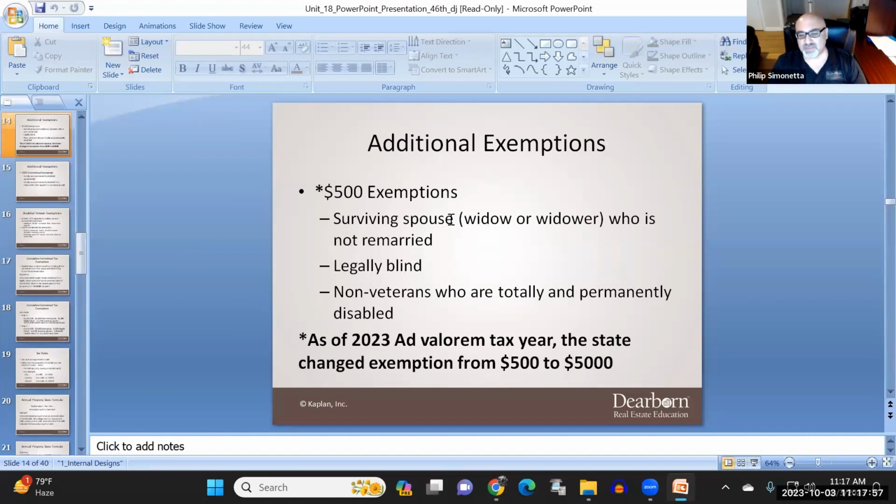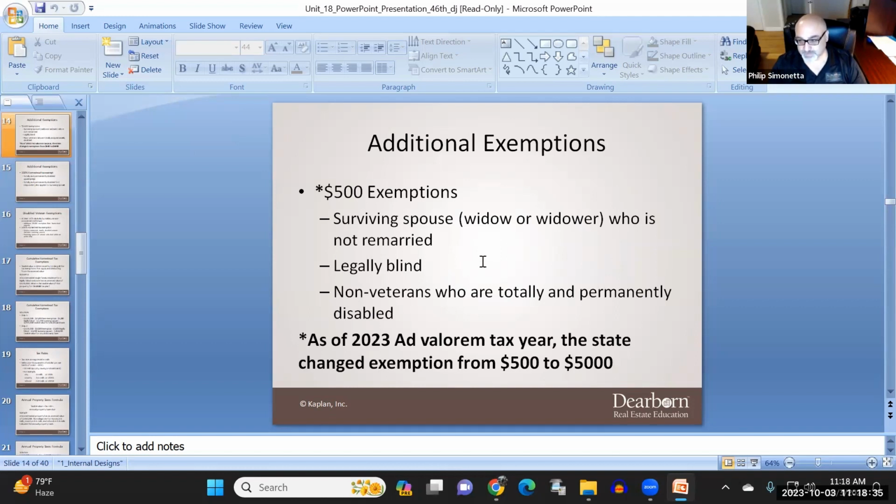If there's a surviving spouse, which is a widow or widower who is not remarried, they get an additional 5,000. If they're legally blind, they get an additional 5,000. If they're a non-veteran who is totally and permanently disabled, they get 5,000 in addition. So if it's 75,000 and over, city and county, they get 50,000. And if they're a surviving spouse, they get an extra 5. And if they're non-veteran, extra 5. If they're all 3, they get 15.